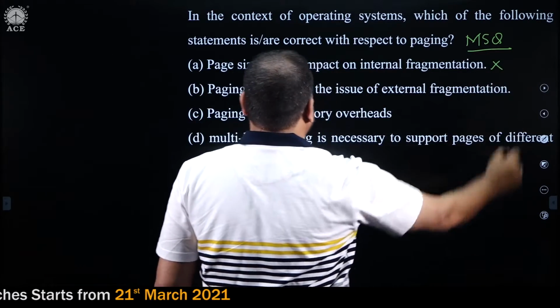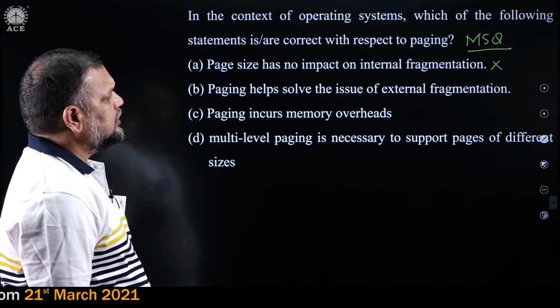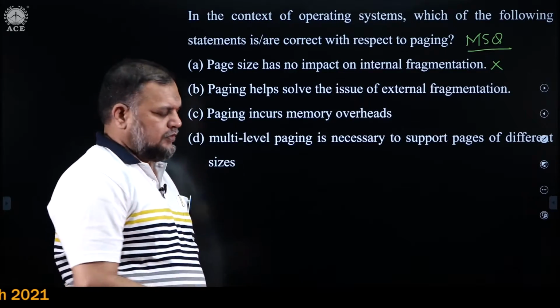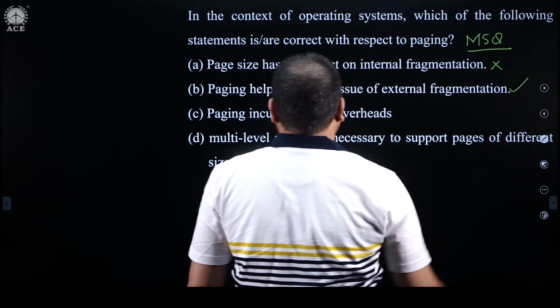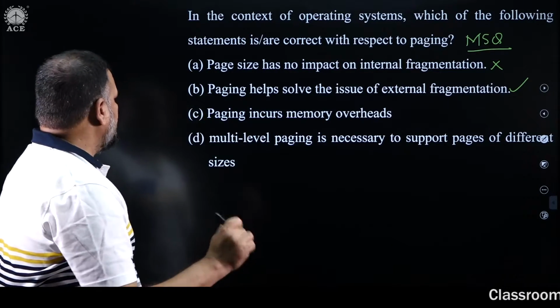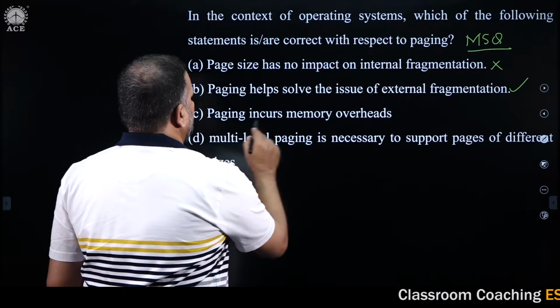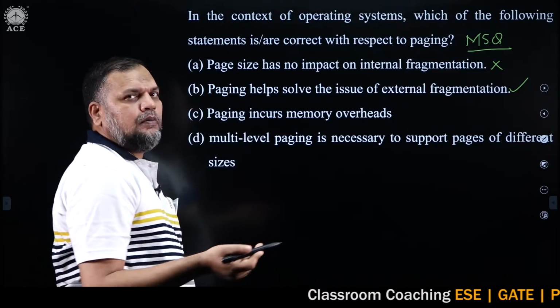So that is false. Paging helps solve the issue of external fragmentation. Primarily, that is the objective of paging. Paging has been designed to overcome the problem of external fragmentation. Paging incurs memory overheads in the form of page table. Very true.